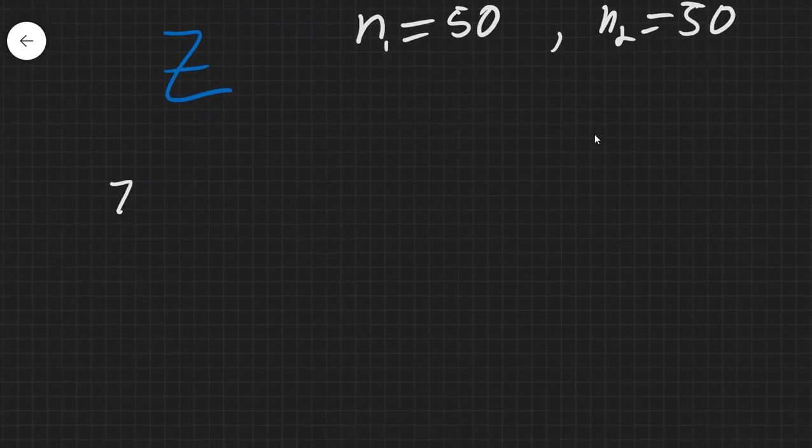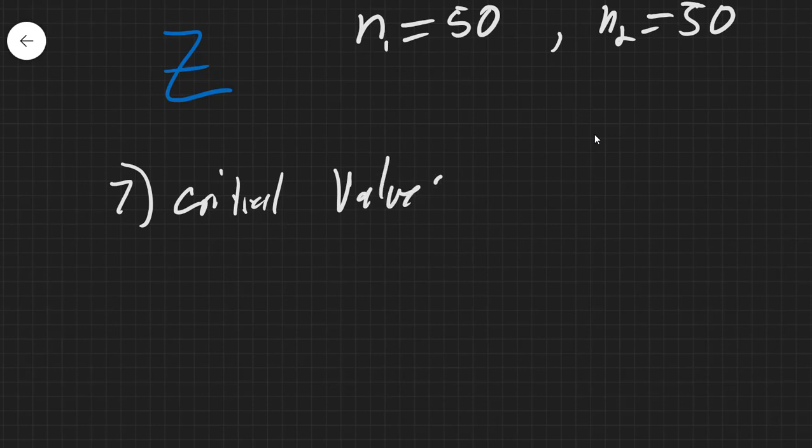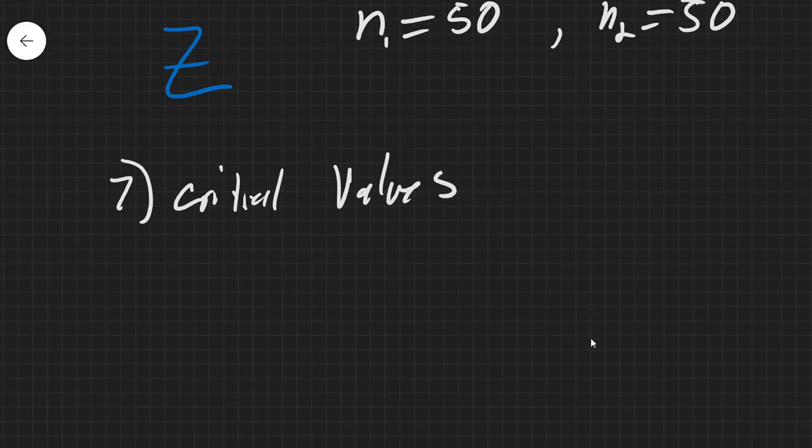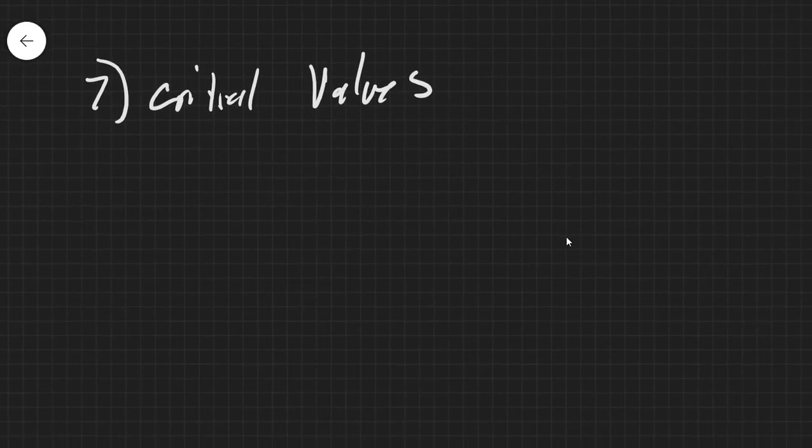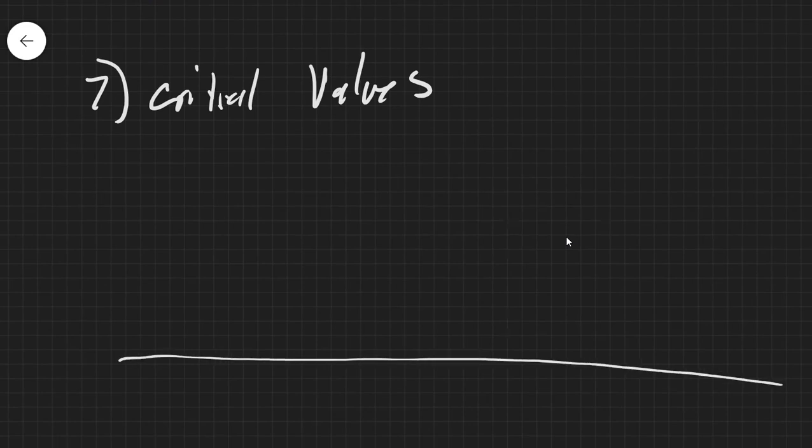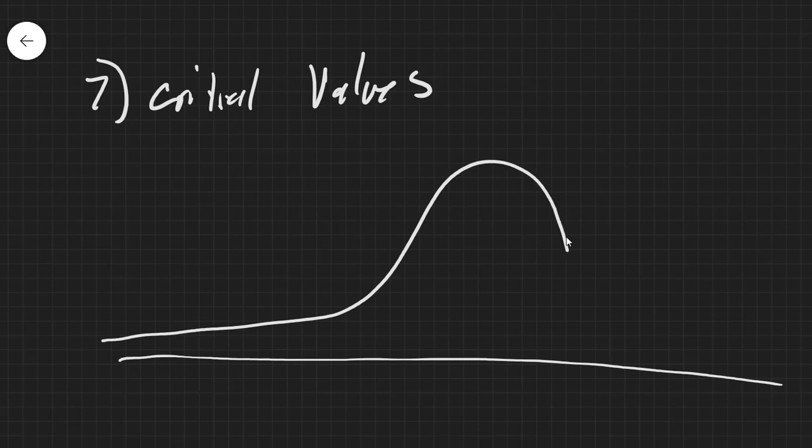Number 7, I think we're at critical values. This is a great place to draw your distribution. In this case, we know we're normal, or we're approximating normal, to be very technical about it. We have a normal distribution that looks something like that, with mu in the middle, and this mu is equal to 0.